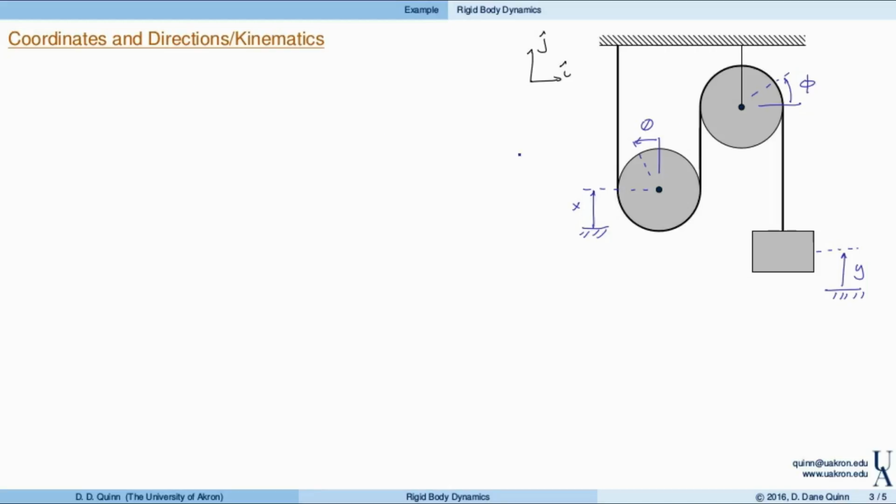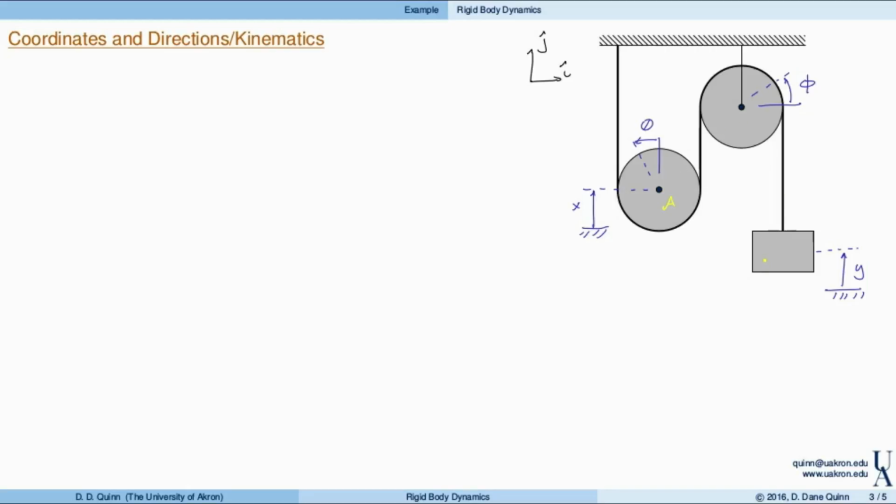So now, with these coordinates, we can fairly easily go and describe the kinematics of the system. Again, that's kind of why we defined as many coordinates as we did, because we wanted to make this step easy. So let's identify some important points. A will be the center of this pulley.